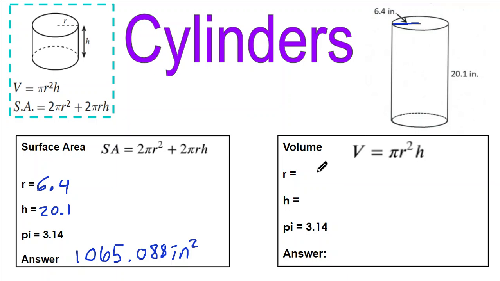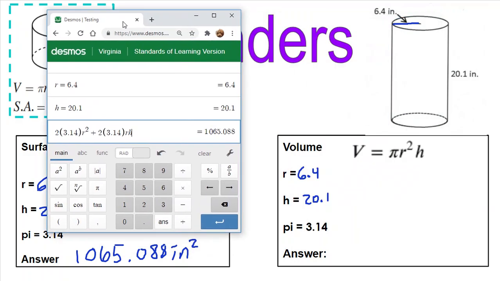All right, for volume, I need to know the radius. We already found that. It was 6.4. And I need to know the height, and the height is 20.1. And we need to know pi. We use 3.14. So now I can put that in my formula. I already have my r and my h in, so now I can just delete my old formula and type in the volume formula, which is 3.14 r squared h.